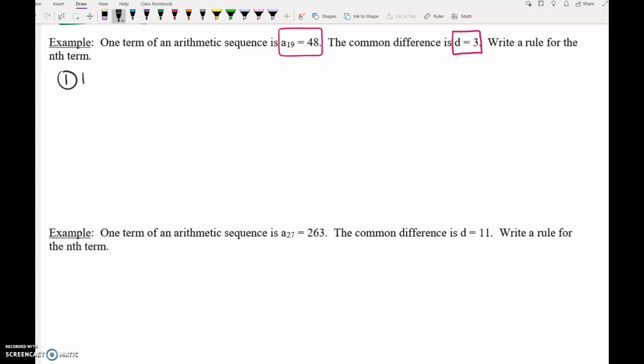Part 1, we need to find our first term. They don't give us the first term, and we can't write a rule for this unless we have the first term. So we're going to write in what we know. And for starters, I'm going to write the formula so you can see exactly what we're plugging in. I'm going to put 48 in place of a sub n. 48 equals, I don't know my first term.